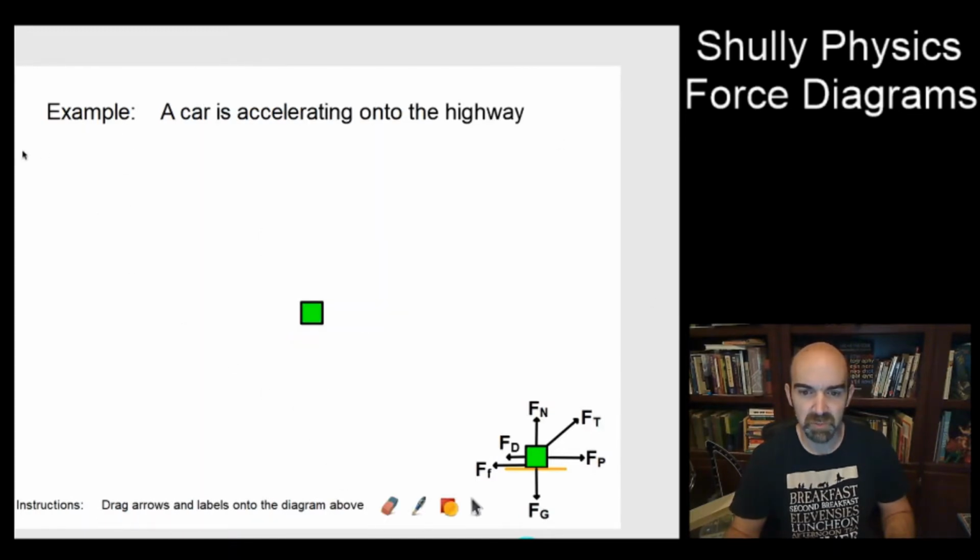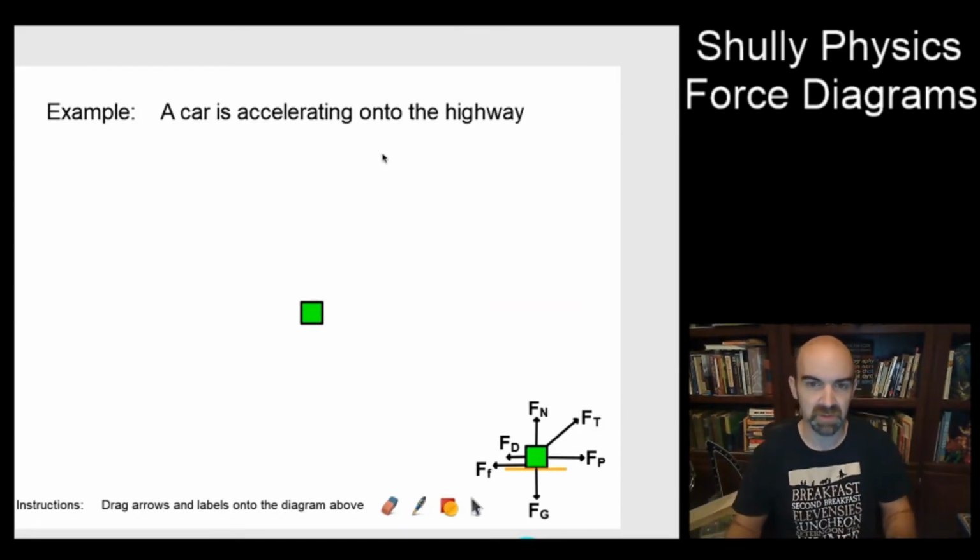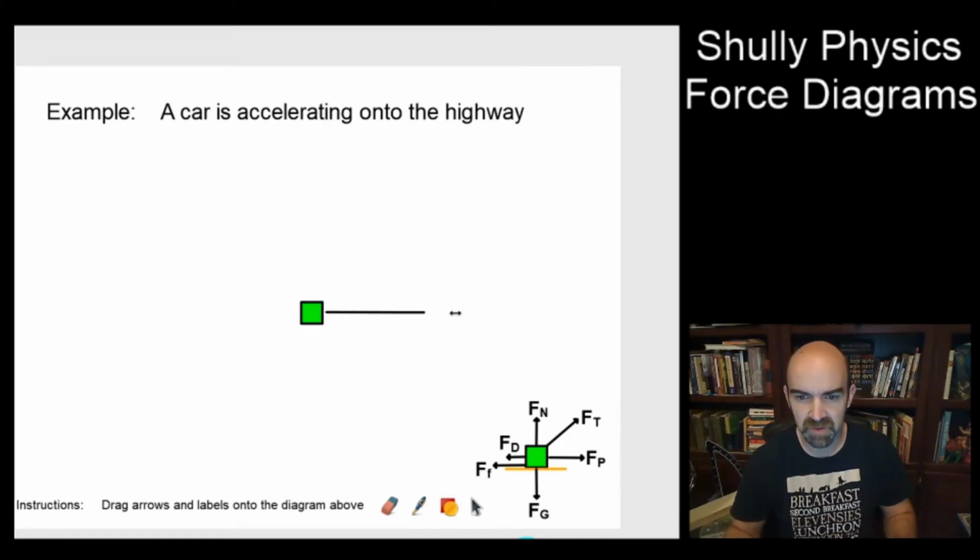So let's just try one more. If we were to make our own force diagrams, we have a car accelerating onto the highway. This is where you're generally going to start out. Now the car does have wheels that roll, but the car isn't flipping over itself, so I'm just going to use a box to represent the car. The car is accelerating on the highway, so there's going to be an arrow pushing it forward. It's a big acceleration, so I'm going to make it a big arrow. My device is supposed to be showing these arrows. It's not. Whatever. Okay, so that's the direction of that force.